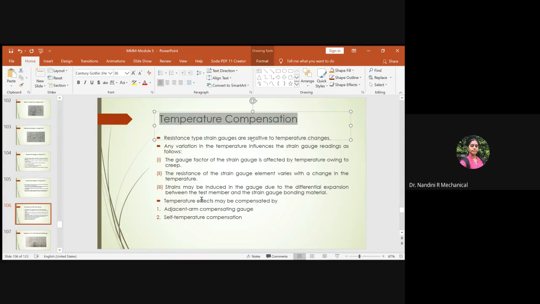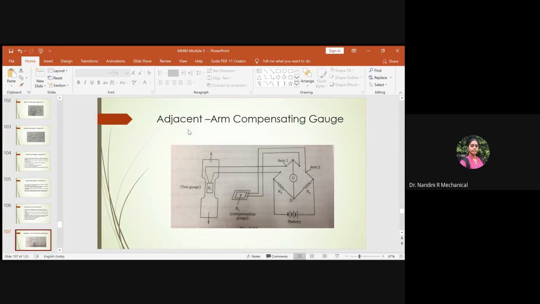This temperature compensation may be done by two methods. One is the adjacent arm compensating gauge, and the second one is the self temperature compensation. So if they ask you to explain the compensation methods, you should tell why the compensation of temperature is needed in the strain gauge, how it varies, and then come to the two categories and explain it beautifully. So let us start off with the adjacent arm compensating gauge.